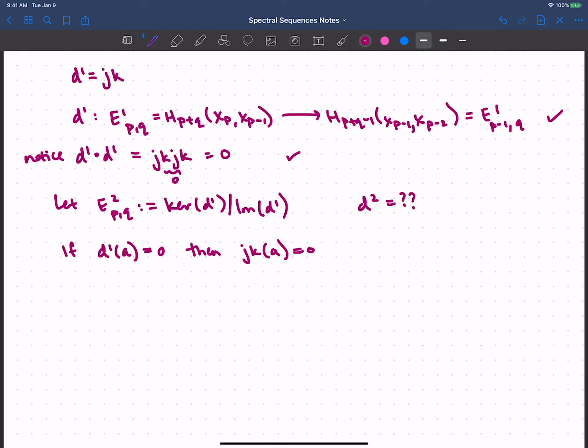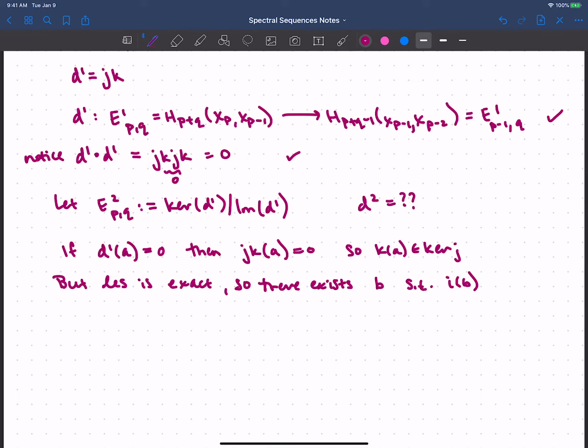So remember, we started with this A that was in the kernel of D1 so that we could take something on the E2 page. And that means that J after K applied to A is 0. So we sort of just scaled back one stage of that and looked at K of A, and that's in the kernel of J. But as we said, the long exact sequence is an exact sequence. So there exists some B such that we apply I to it and we get K of A.